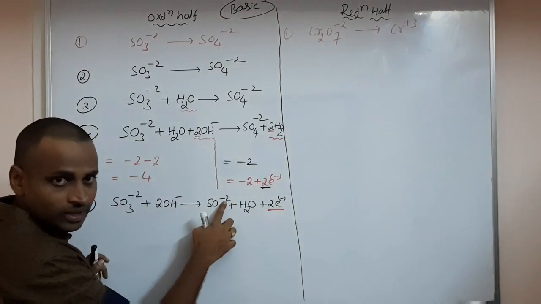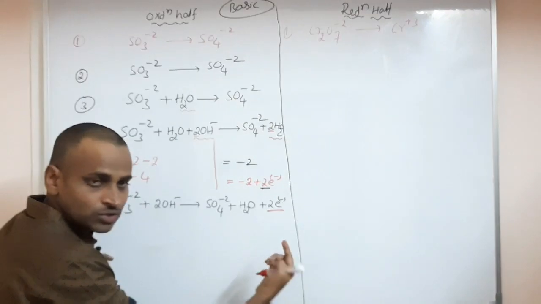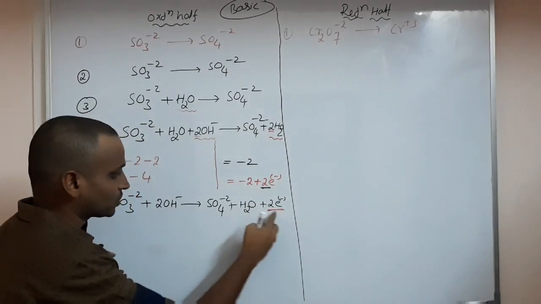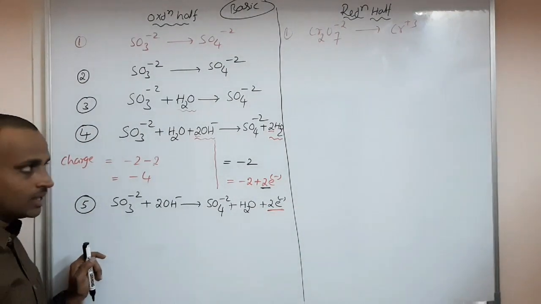SO4 minus 2, so here minus 2, and 1 electron means minus 1, 2 electrons means minus 2, or not? So 2 electrons minus 2. So here 2 electrons minus 2 and here minus 2, minus 4. Both sides charge balanced. Got it?